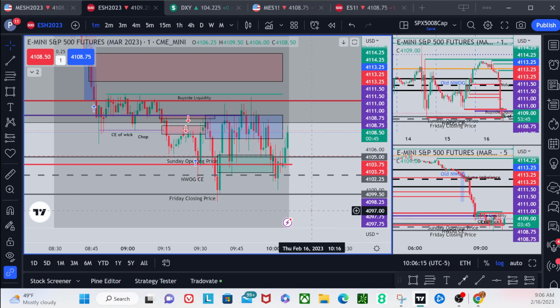So here we are, meandering around. We went back up and touched that breaker. I want to see it erode all the way through this and get back on the upper side of it. Not because I want to be right, not because I want to take a trade, but I want to see it move away from the consequent encroachment of the new week opening gap.